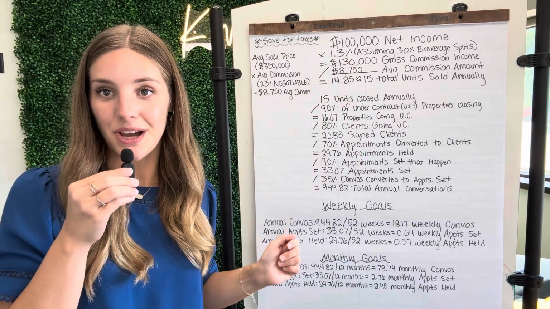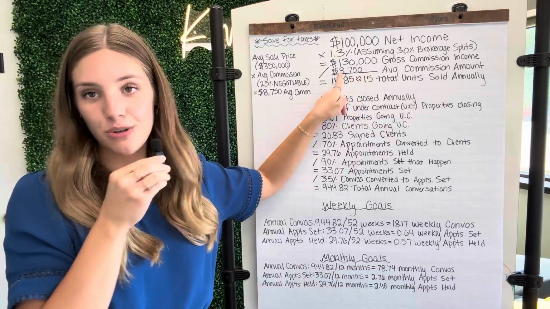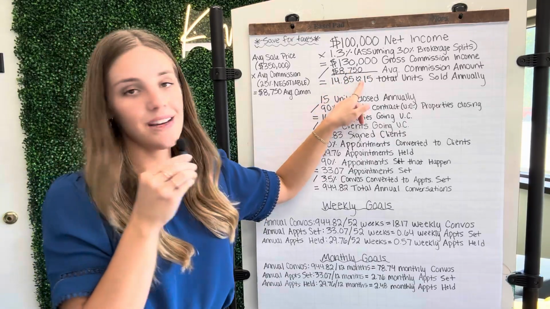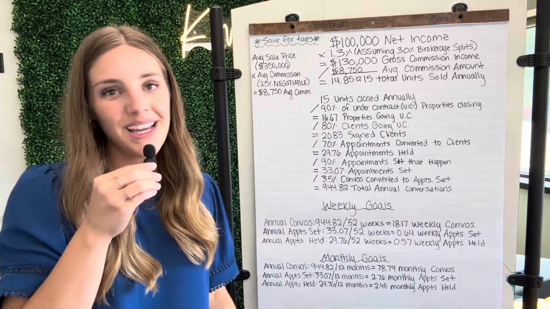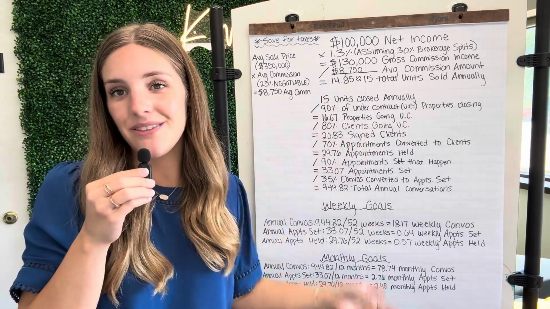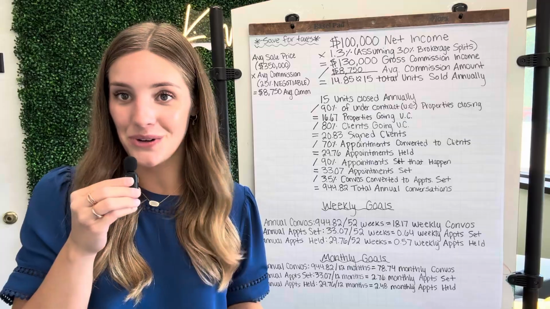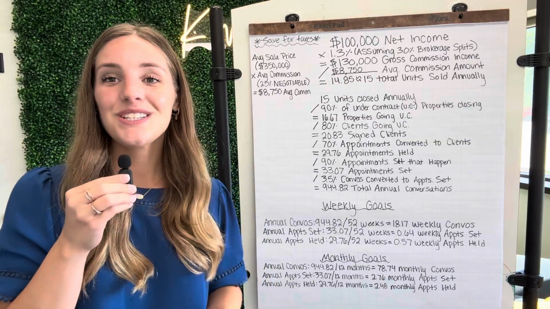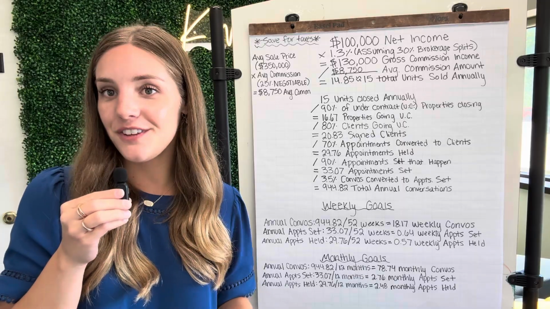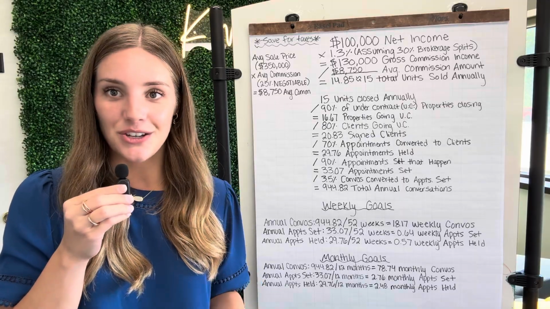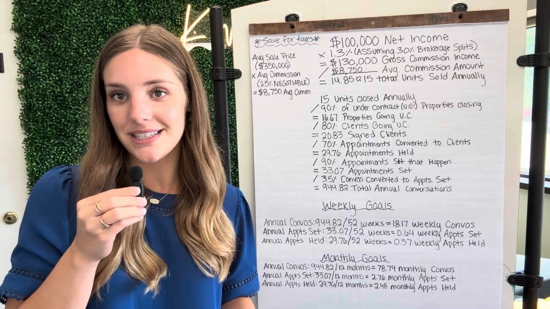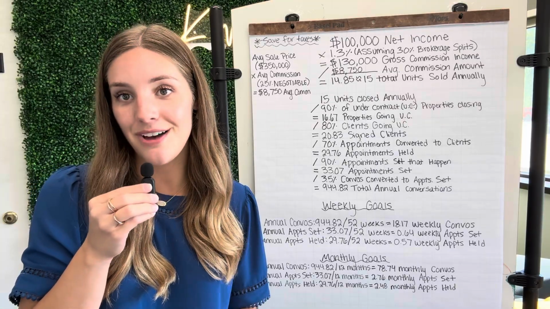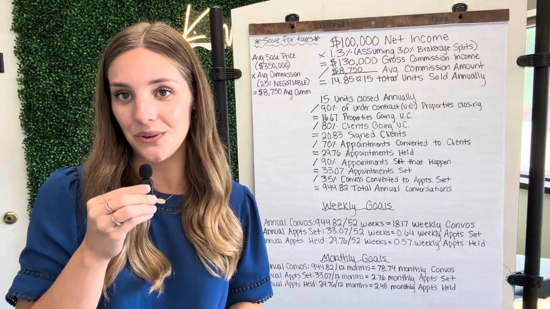So to figure out how many homes you need to sell, we are going to take our $130,000 gross commission income goal, divide it by our average commission amount of $8,750 to get roughly 15 total homes sold. It actually comes out to 14.85, but we're not going to be selling 0.85 homes. So I like to round up in these examples. So now we know that you need to sell 15 properties at an average sales price of $350,000 with an average commission amount of 2.5% to reach your $100,000 net income goal annually.